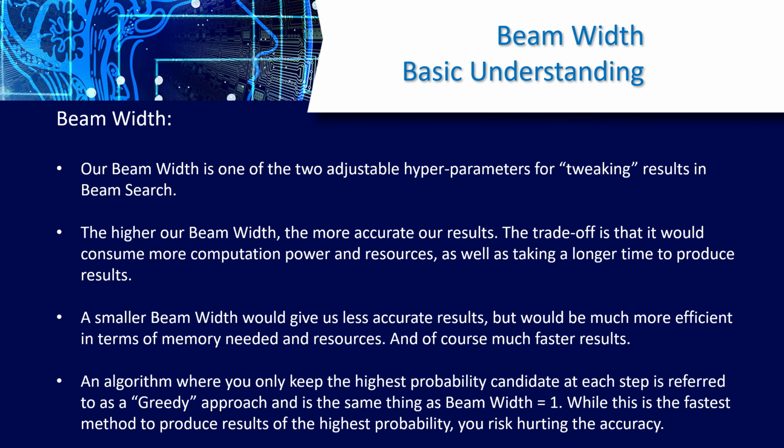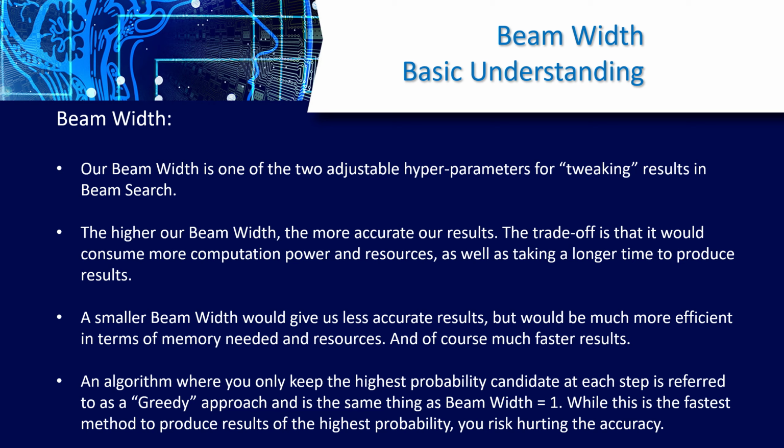Now, let's look at beam width a little bit closer. It is one of the two hyperparameters that can be adjusted by the one implementing the algorithm. Logically, it makes sense that the higher the beam width is, the more accurate our results will be. Our trade-off here is that this consumes more computational power and resources. It also increases the time it would take to produce our results.